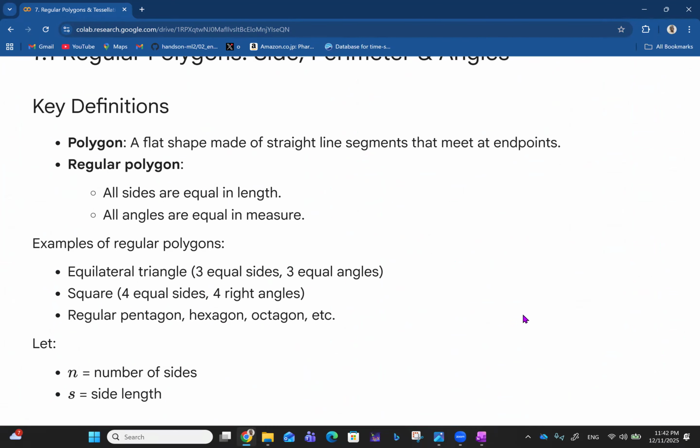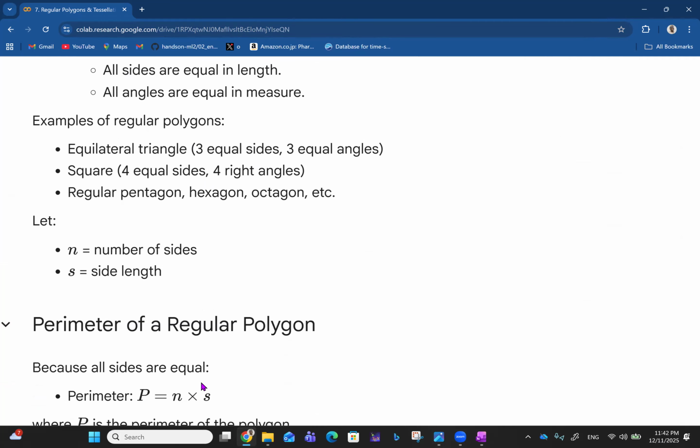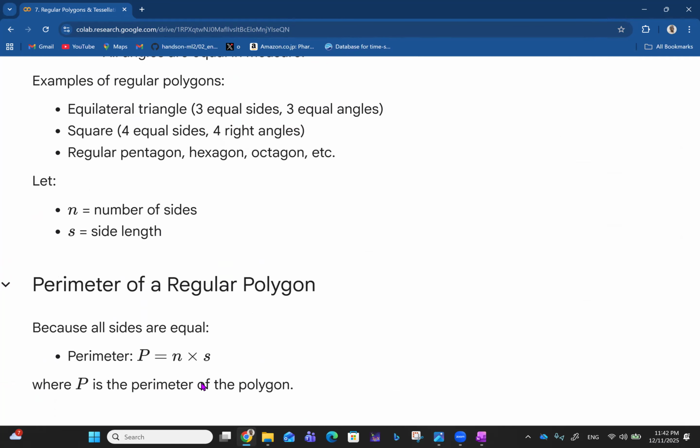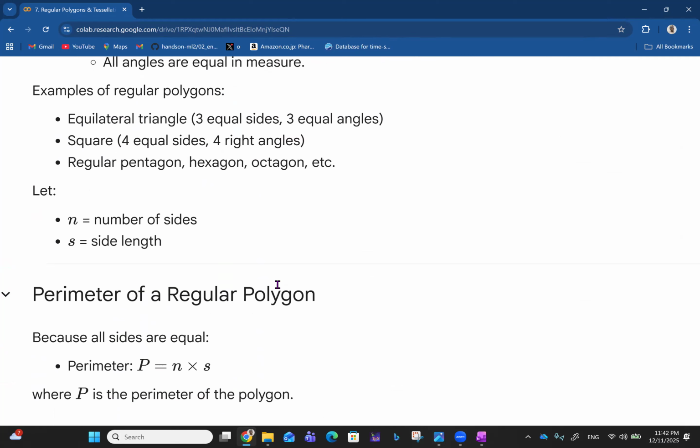So, examples of regular polygons. We've talked about that. For instance, let n be the number of sides and s be the side length. That leads us to the idea of perimeter. We can then talk about the perimeter of a regular polygon. Because all sides are equal, we simply say perimeter is the number of sides times the side length, where P is the perimeter of the polygon.